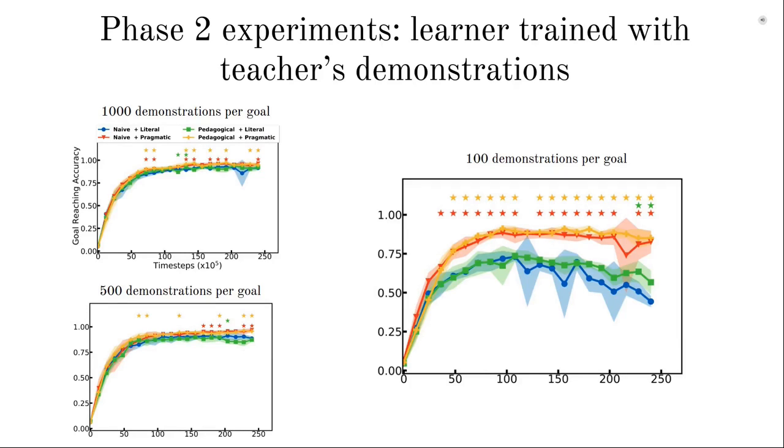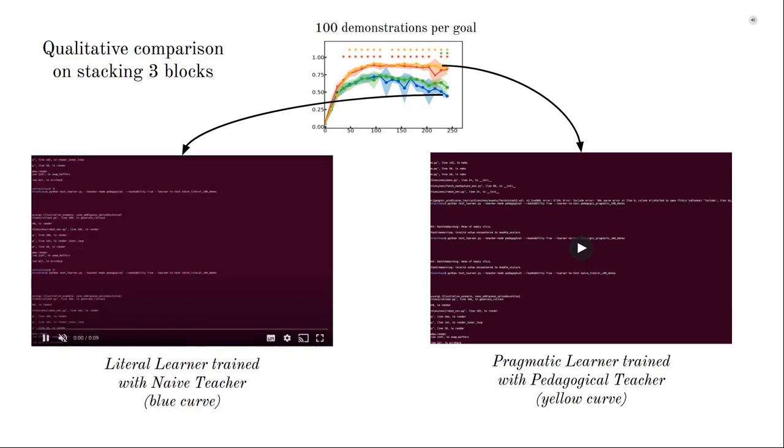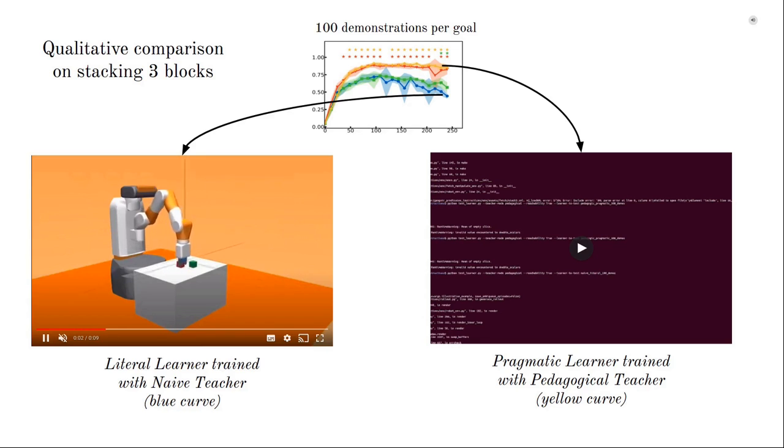In the second phase, the learner is trained to master all goals using the teacher's demonstrations and self-exploration. We experiment with a different number of demonstrations per goal and observe that the combination of pedagogical teacher and pragmatic learner always performs best. This especially shows in the few demonstrations regime, where the pedagogical teacher plus pragmatic learner combination does master all goals while the naive teacher plus literal learner combination does not. Here, we show the behavior for achieving a stack of 3.